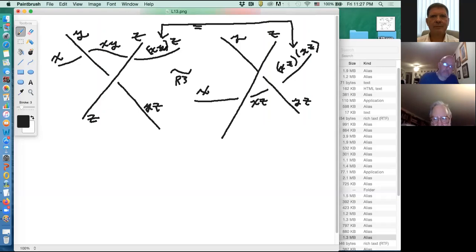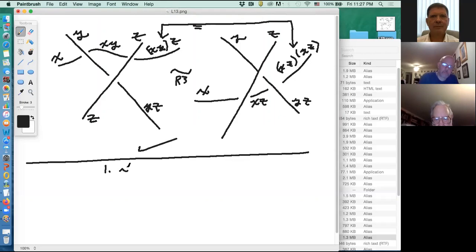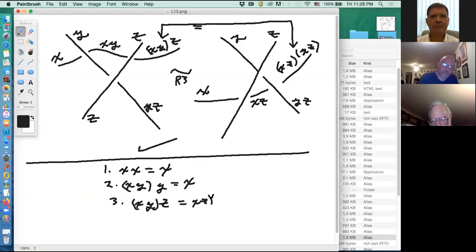So we're good for all three Reidemeister moves, and you see that the three Reidemeister moves correspond to the algebraic moves XX equals X, XY, Y equals X, and XYZ equals XZ, YZ.